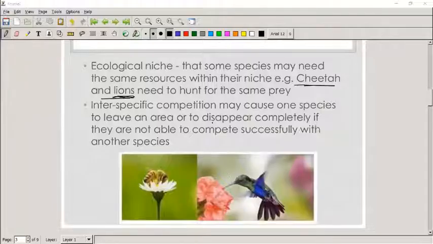Interspecific competition may cause one species to leave an area or to disappear completely out of an area. It may kill all of the individuals or all of a certain group or population, or they may move out of the area completely because they're not able to compete successfully with another species.